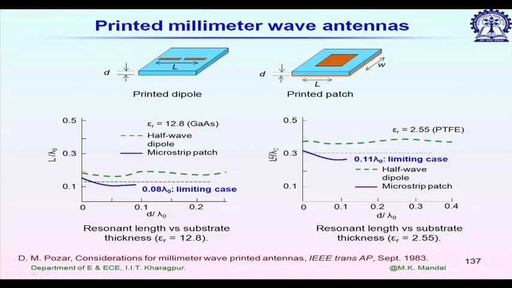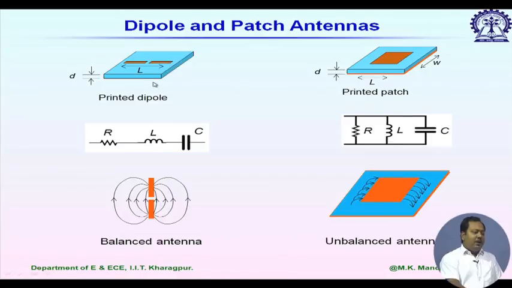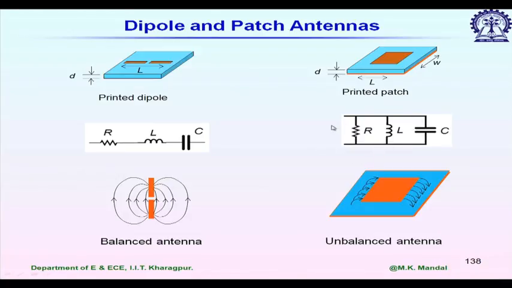At the fundamental resonance frequency, their length will be lambda g by 2, but they represent two different groups. Dipole antenna is an example of a balanced antenna, and printed patch antenna is an example of an unbalanced antenna. If you look at this equivalent circuit for printed dipole and printed patch, both are resonating antennas, but in the equivalent circuit, the printed dipole is represented by a series resonator, where this capital R includes both the radiation resistance and the loss in the antenna structure itself, whereas the printed patch is a parallel resonator and R represents the same things.